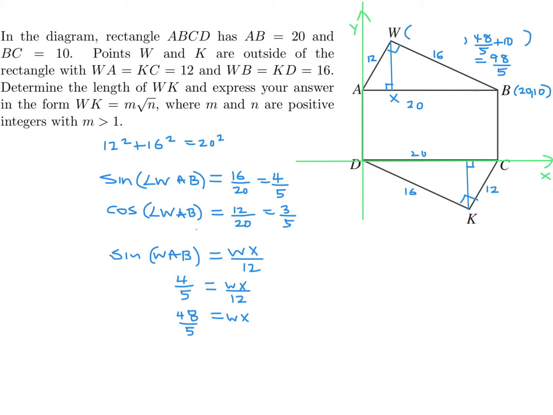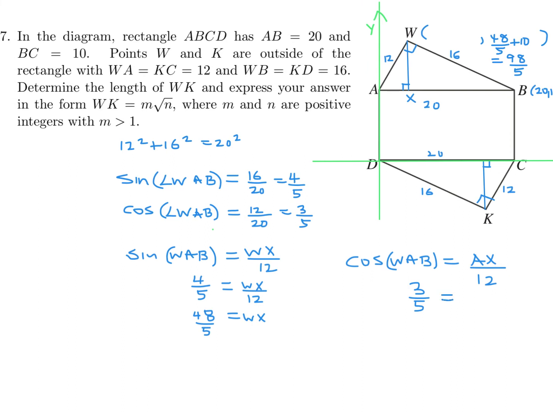Now to get the x coordinate, we will start talking about cos. So the cos of WAB, again looking only at that small triangle, this guy, is adjacent, which is AX, over hypotenuse, which is 12. The cos of WAB we had previously calculated as 3 over 5. So 3 over 5 is equal to AX over 12, and therefore AX is equal to 36 over 5. So 36 over 5 is the x coordinate. So there you go. That's pretty helpful.